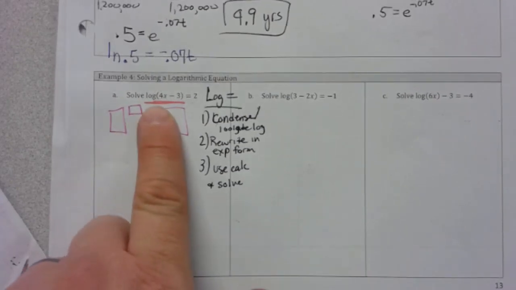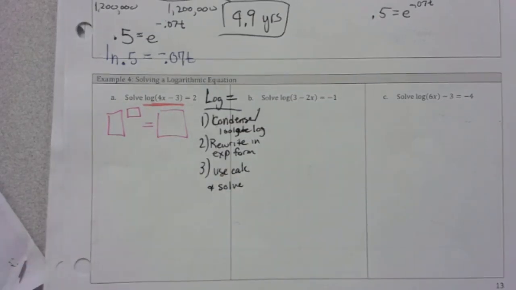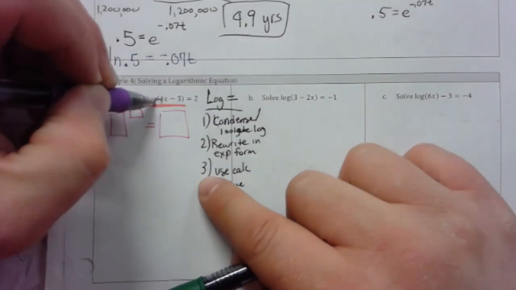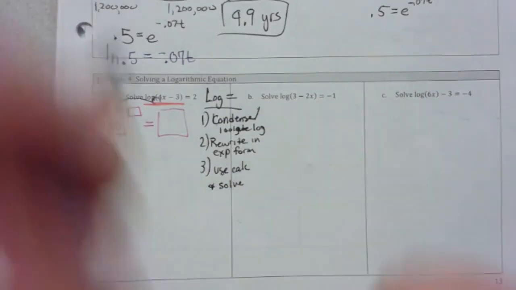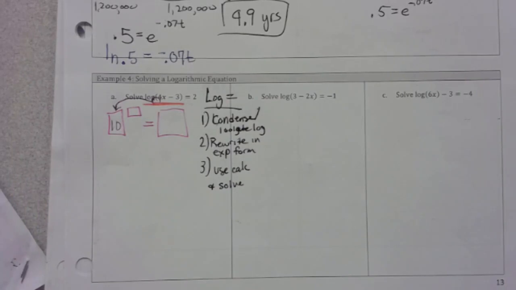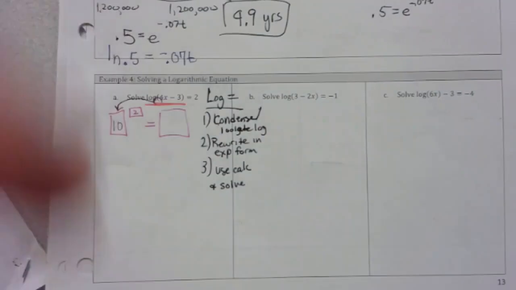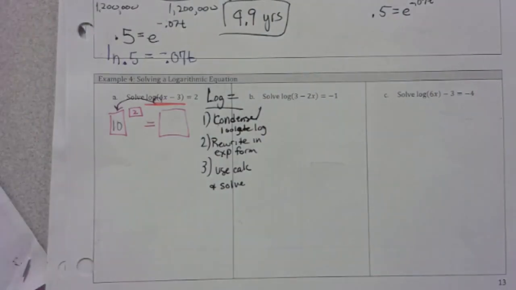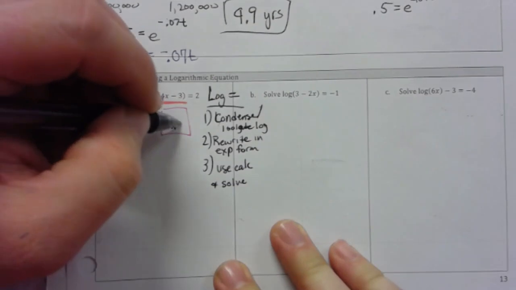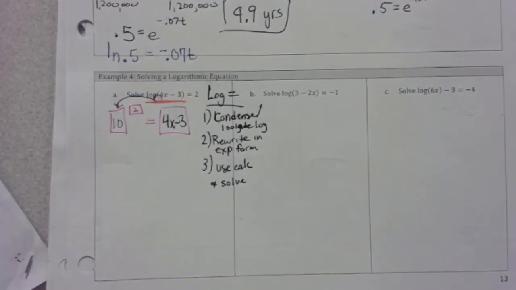Now I can use the calculator to solve. Do you really need the calculator for 10 squared? Probably not. But if you could use it, obviously, right? You could do it a couple ways. 10 squared might be the easiest way, but remember on that LOG button, there's a 10 to the x. I could just use that. Either way would be fine. 10 squared is a hundo. Equals 4x minus 3. I could add 3 to both sides. And I could divide by 4. Right there it is.